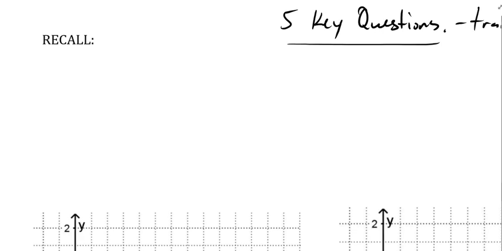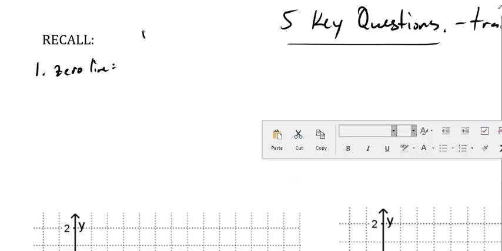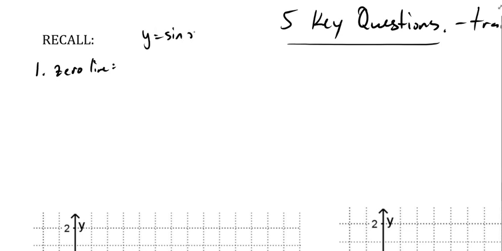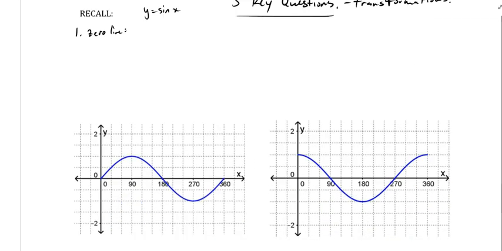Question number 1 is, you call it the axis, I call it the zero line. So for this first curve is sine, y equals sine of x. The second one is cosine, right? You have to know what sine looks like. You have to know what cosine looks like. That's a pretty big deal. So the zero line, and this is for the parent function, is y equals 0 for both of them.